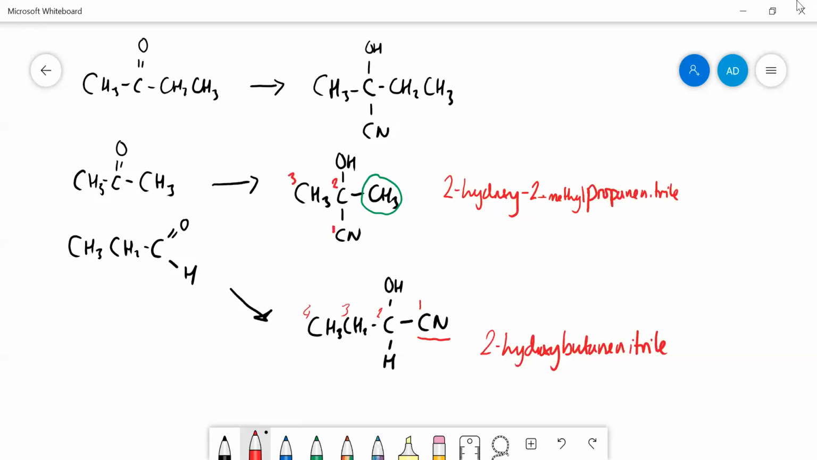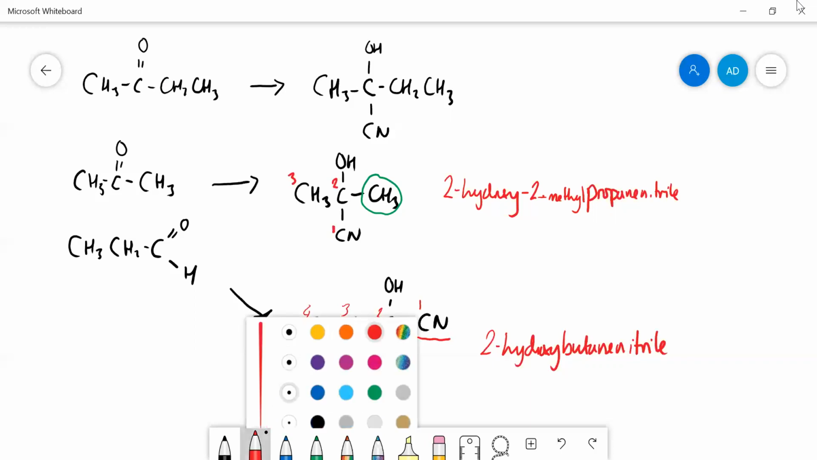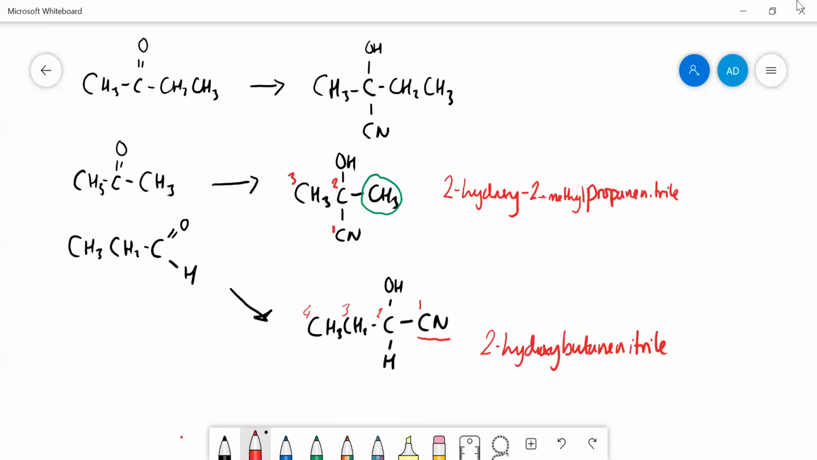This one here, the longest carbon chain, is more tricky. So we're going to have 1, 2, 3, 4. You've got a methyl group which is stuck onto carbon atom number 2, and we've got the hydroxy there as well. So it's going to be 2-hydroxy-2-methylbutane nitrile.